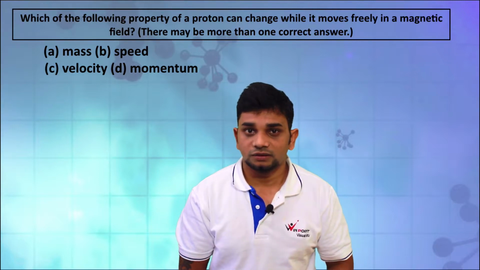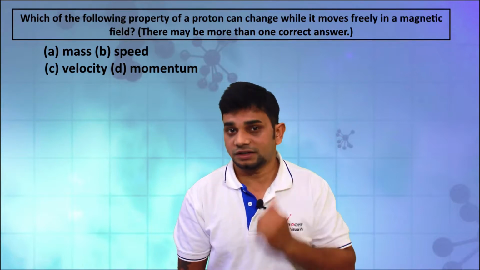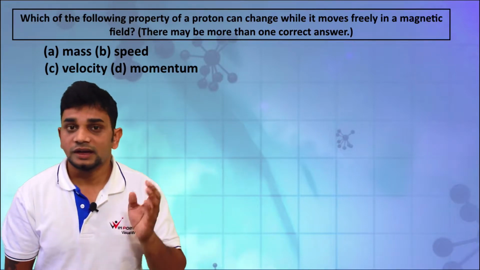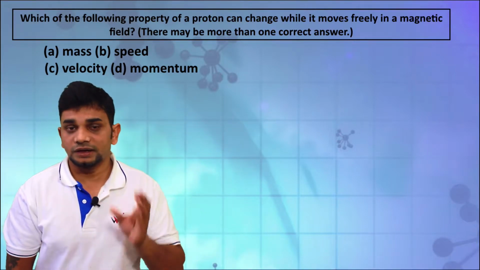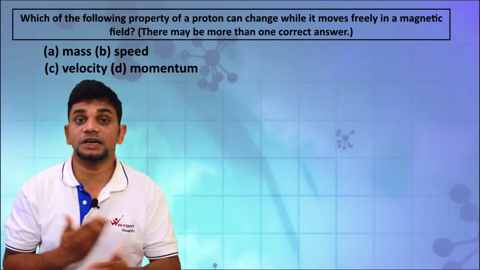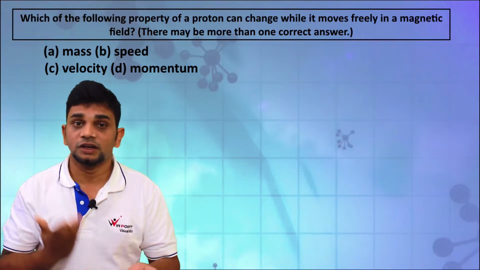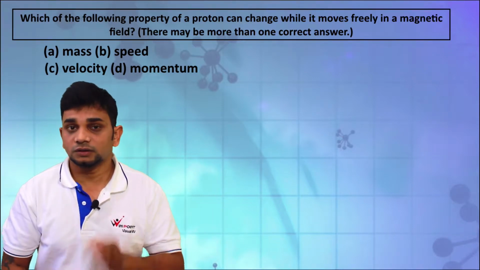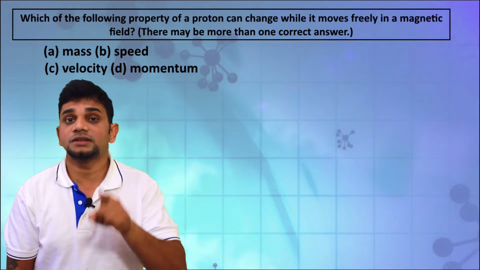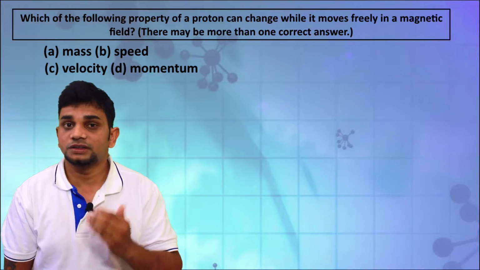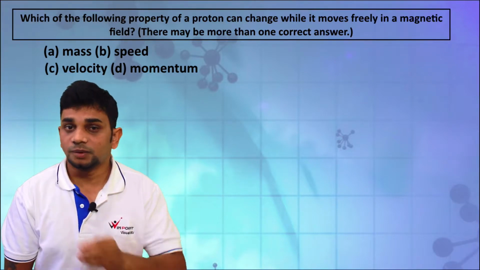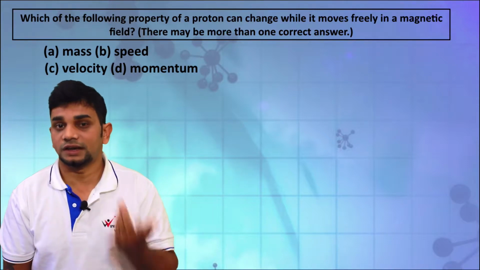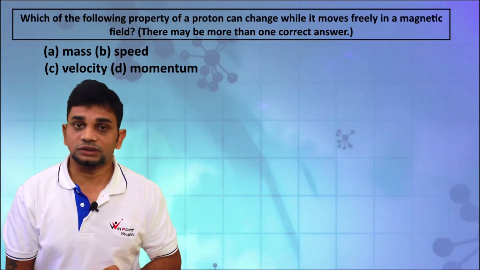What is velocity? Velocity is the speed with direction, right? When a proton is getting inside the magnetic field and it is moving in the magnetic field, there will be change in direction. It will deflect. It will deviate from its original path, initial path. So there will be change in direction. Because of this change in direction, there will be change in velocity. Speed is not changing, but velocity is changing because of change in direction. So velocity is going to change.